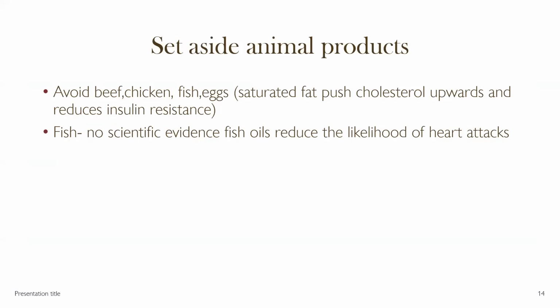Now, set aside animal products. Avoid beef, chicken, fish, eggs, all of them. Why should we avoid these? What they basically contain is a larger amount of fat. What kind of fat? Saturated fat. Now, there is saturated fat, unsaturated fat, and trans fat. All these animal fats are called saturated fats, which help in increasing the bad cholesterol of the body. That is, there is high density lipoprotein, low density lipoprotein, and very low density lipoprotein.